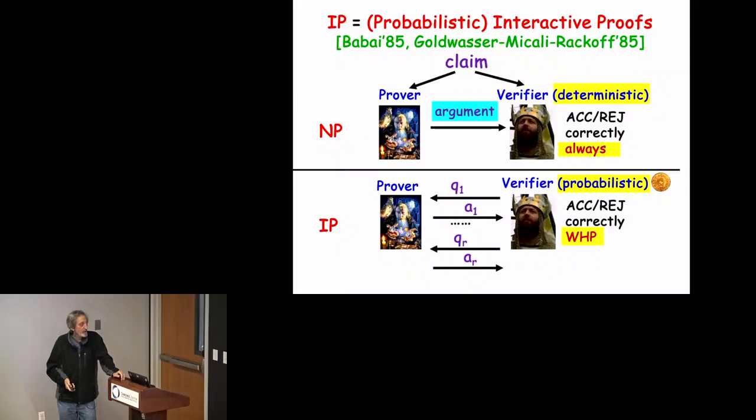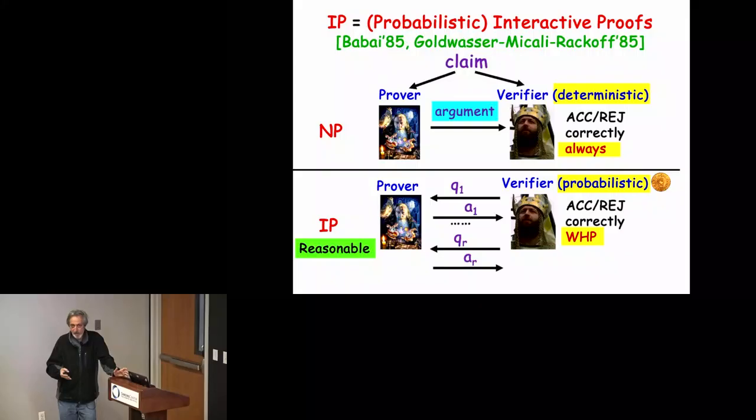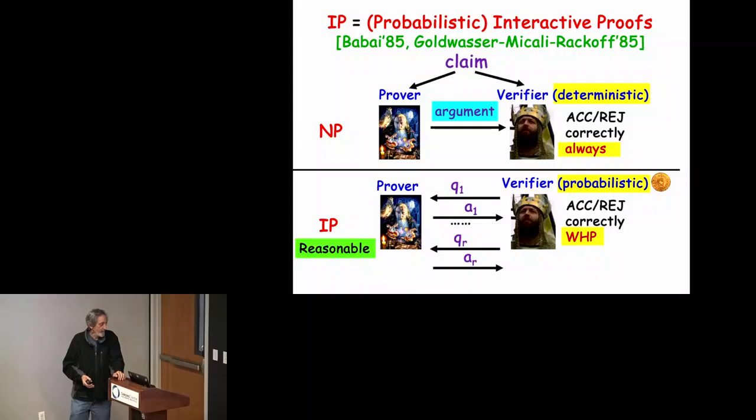Okay, so there's a new model here. And like all new models, new computational models, new models of proofs, you should ask yourself whether it's a reasonable model. This is something you should ask in every model you suggest. It doesn't mean you shouldn't study unreasonable models. You should. But in this case, I claim it's quite reasonable.